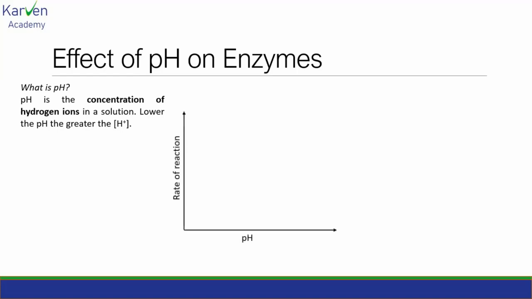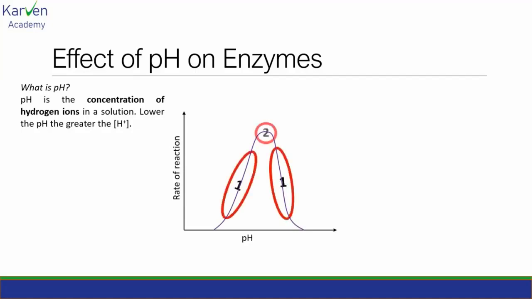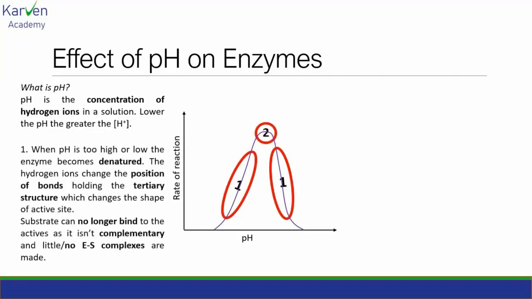This is a typical graph of an enzymatic reaction against pH. Again, there are only 2 points this time, and the first point is when pH is too high or low, the enzymes become denatured. The hydrogen ions change the position of the bonds holding the tertiary structure, which changes the shape of the active site. The substrate will no longer bind to the active site because it's no longer complementary, so little or no ES complexes are made.